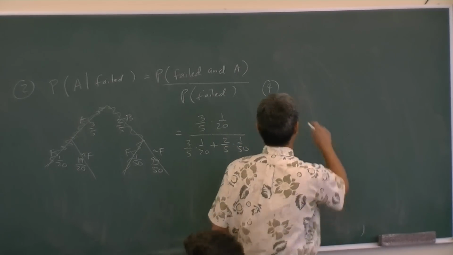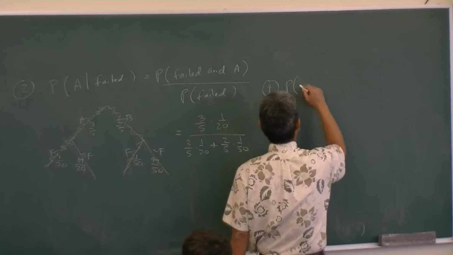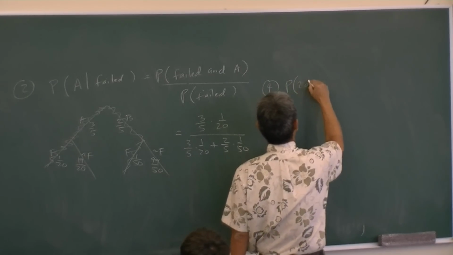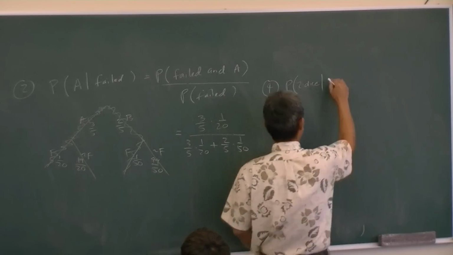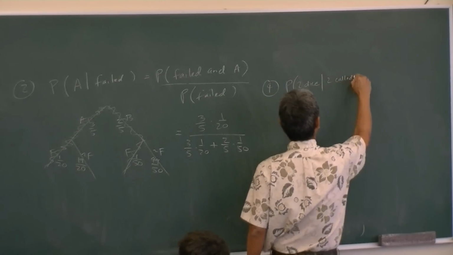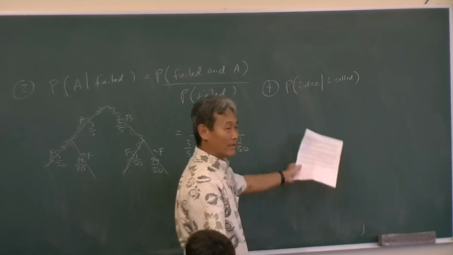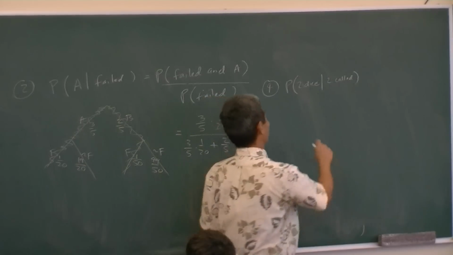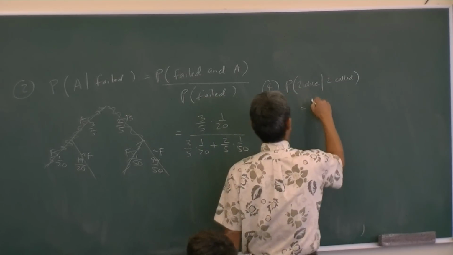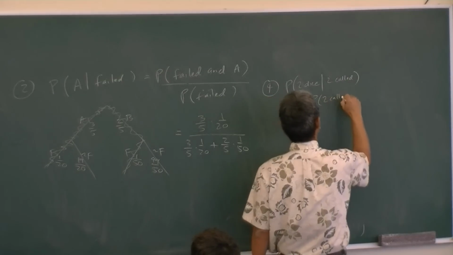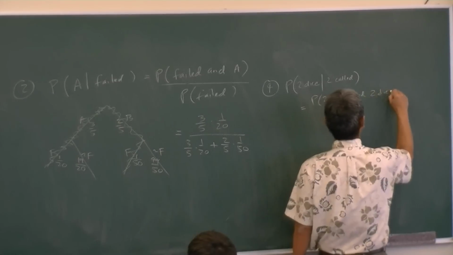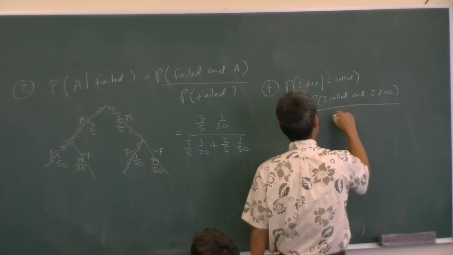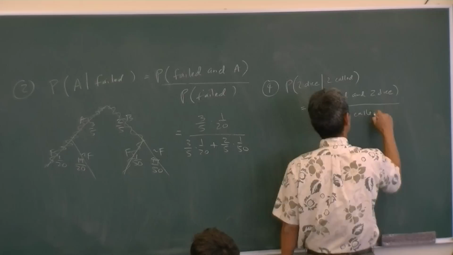So what are we trying to find? The probability they're playing the two dice game, knowing that a 2 was called out. So can we write that? Okay, so according to the theorem, what is this equal to? The probability that the 2 was called out and they're playing the two dice game, divided by the probability that the 2 was called out.